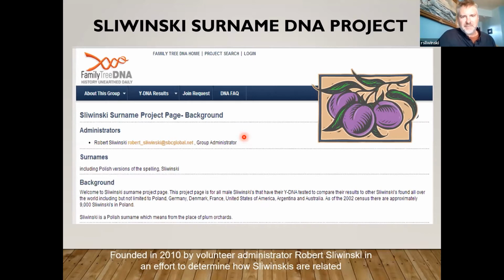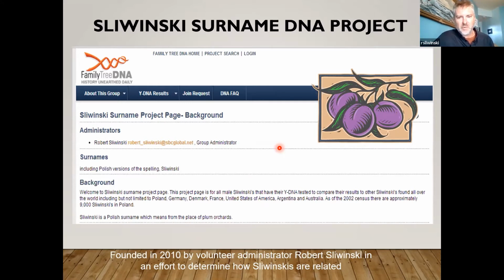I am a volunteer administrator of the Slowinski Surname DNA project at Family Tree DNA. It is a Polish surname, pronounced Slowinski. And you're probably wondering why there are plums associated with this image over here. The surname Slowinski literally means from the place of plum orchards.